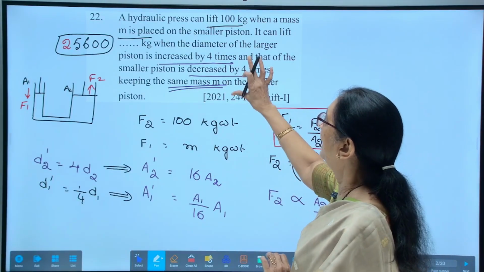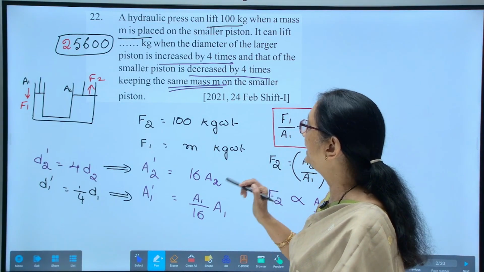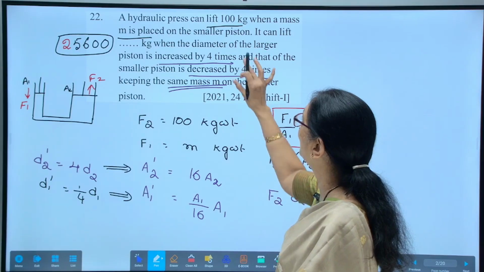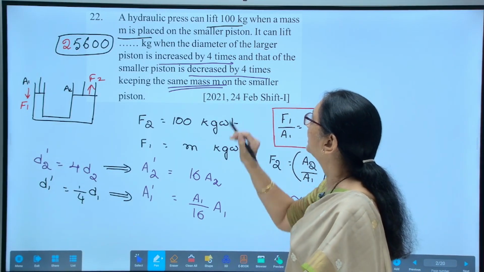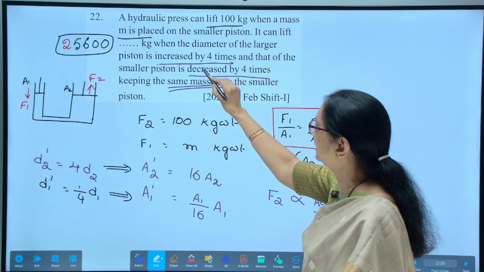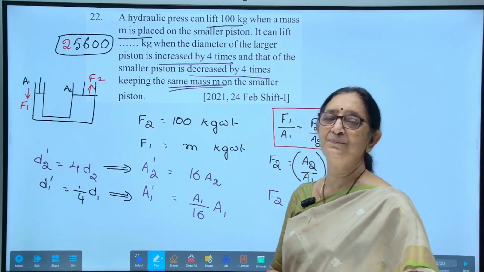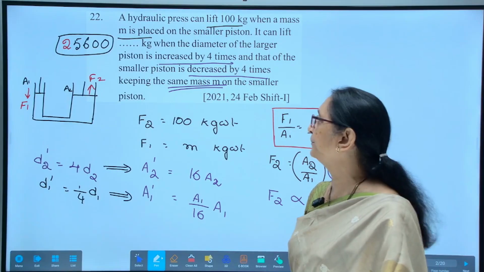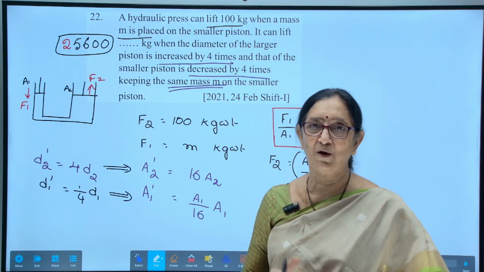Look here, a hydraulic press can lift 100 kg when a mass m is placed on the smaller piston. It can lift how many kg when the diameter of the larger piston is increased by 7 times and that of the smaller piston is decreased by 4 times, keeping the mass constant on the smaller piston.